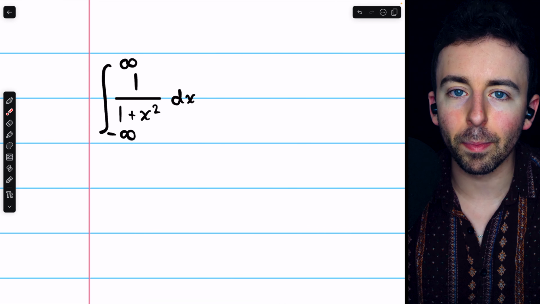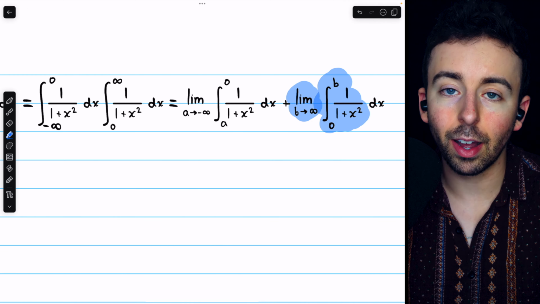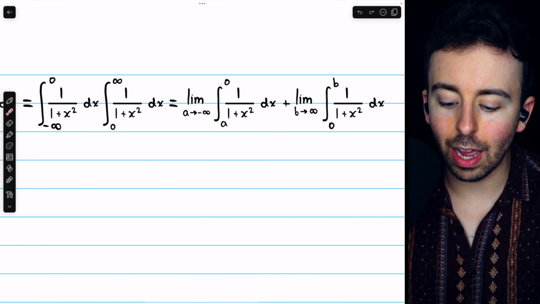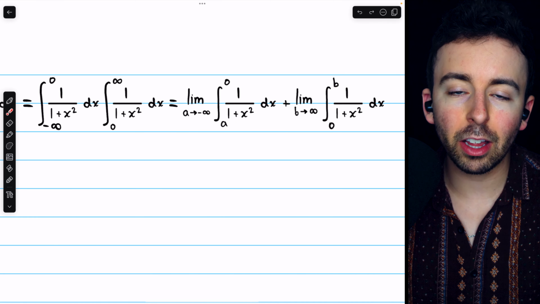Now we have two improper integrals of what we call type 1, and we can evaluate both of these by taking limits. So we'll replace negative infinity with a, and then look at the limit of that integral as a goes to negative infinity. And we'll replace positive infinity with b, and look at this limit as b goes to positive infinity. Now we just have two ordinary integrals that we have to evaluate, and then evaluate those limits.